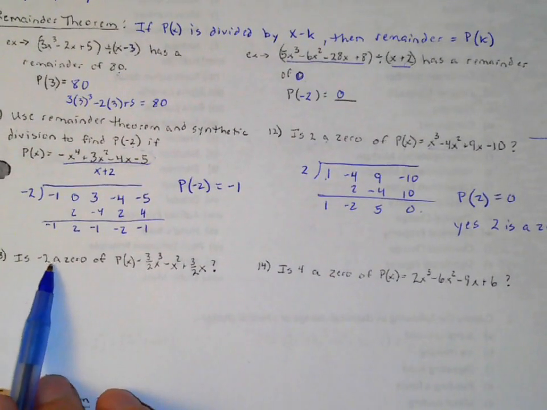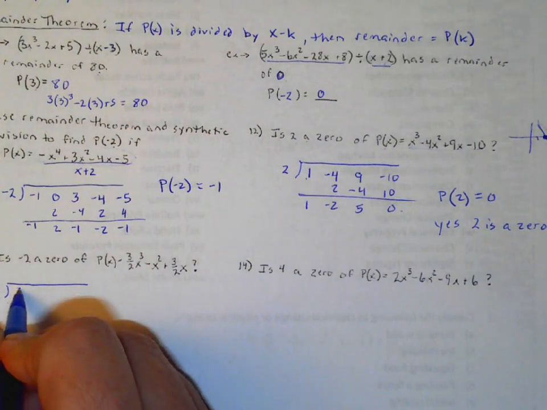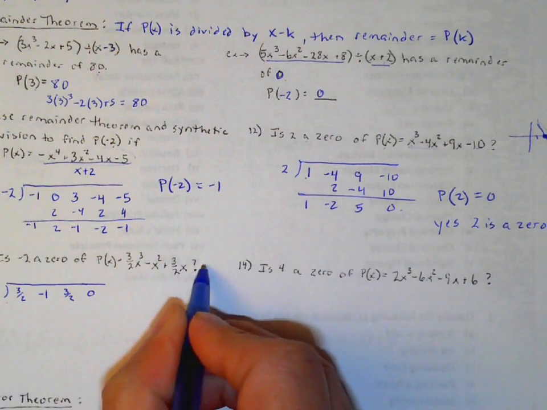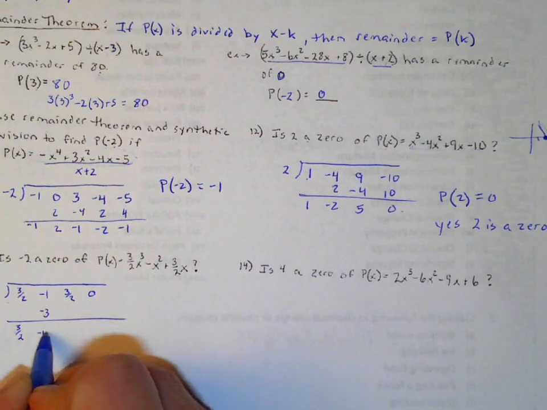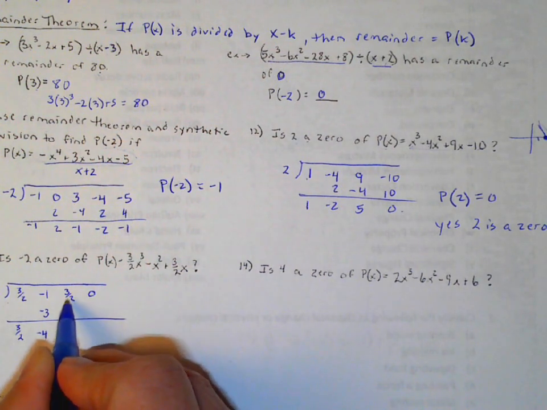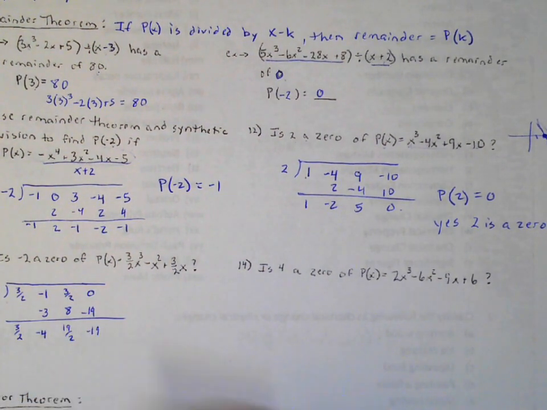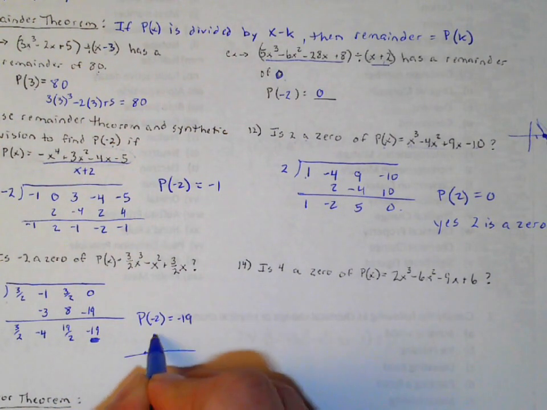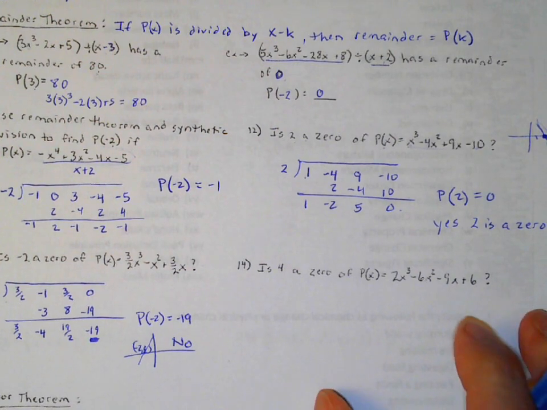Okay, so next one, is negative 2 a 0 of this? Well, let's see if it equals 0, right? So we have 3 halves, negative 1, 3 halves, and 0, plus 0. So bring this down. Multiply gives me negative 3, and add. Multiply and add. And multiply and add. So my remainder is negative 19, right? So that says that p of negative 2 is equal to negative 19. So does it intercept at negative 2, 0? Nope, negative 2 is not a 0, not a solution to that function.